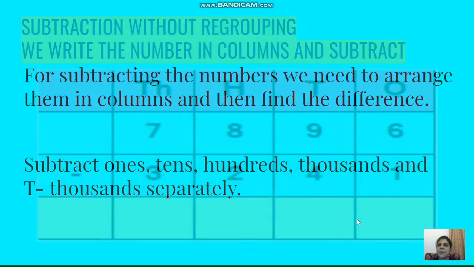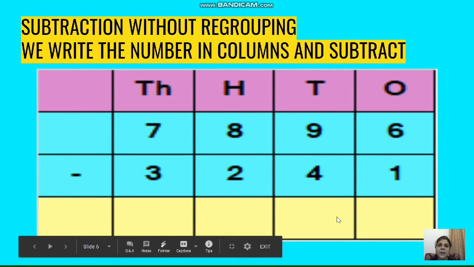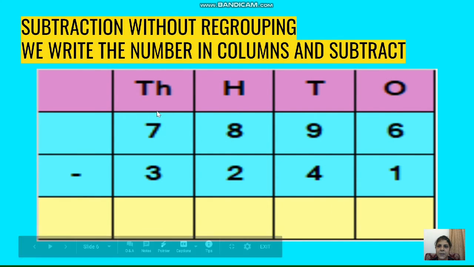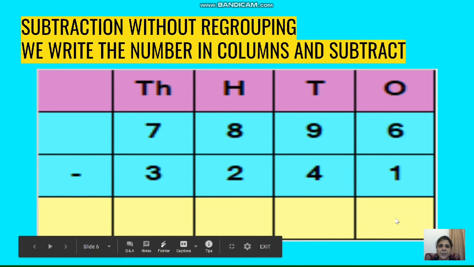Now let us take the following example to understand better. Over here a 4-digit number has been taken. As you can see here, we have placed the number in columns: ones, tens, hundreds, thousands. 10,000s is left because it's a 4-digit number. The number here is 7896. Now what is this number? This number becomes the minuend, and minuend is always the greater number. Now 3241 needs to be subtracted. So this becomes the subtrahend, and we ought to find out the difference. So we are going to subtract it easily.